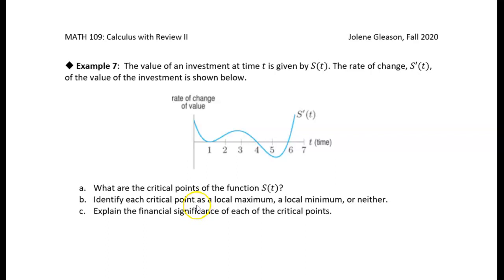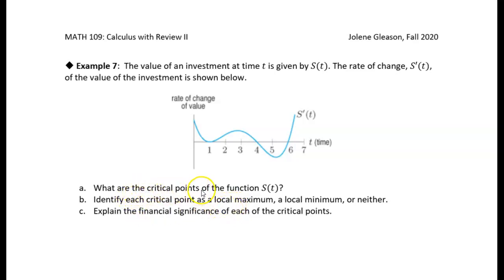In this example, we've got some function s of t that models the value of an investment over time. And we're given the rate of change, s prime of t, as a graph. It's very important to read these carefully. This graph is the graph of the derivative, and we want to find some information about the actual function s of t.